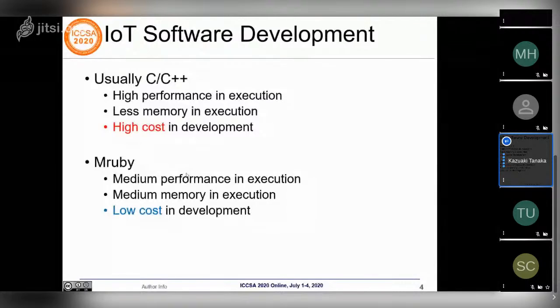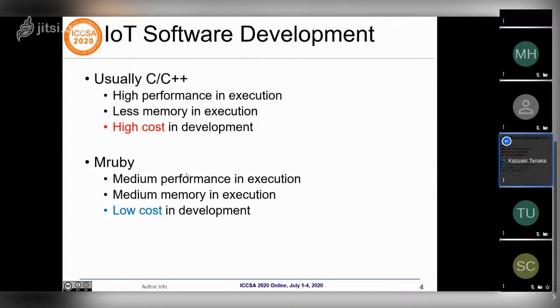But there is some difficulty in IoT software development. Usually, IoT software is developed in C or C++ because it targets small microcontrollers, so high performance is necessary for such IoT software. As you know, C or C++ can realize high performance in execution time and use less memory in execution time. That is very good for IoT software.